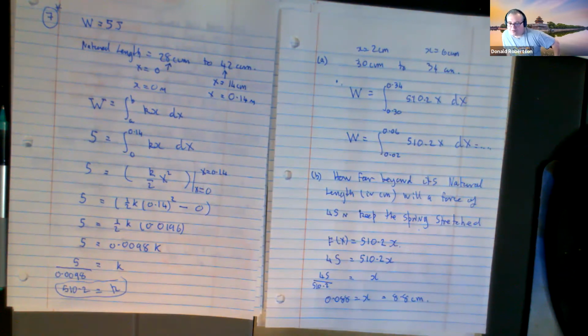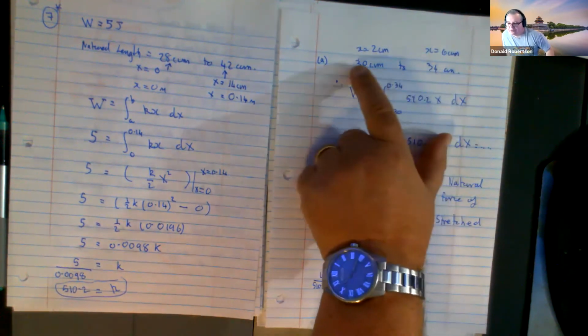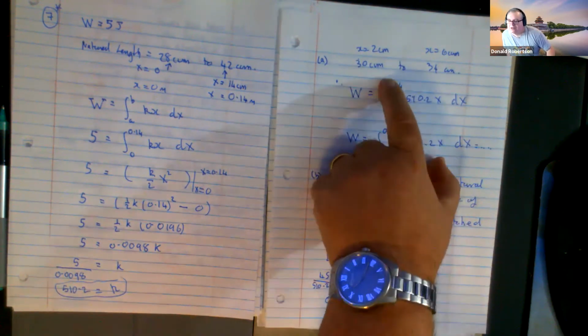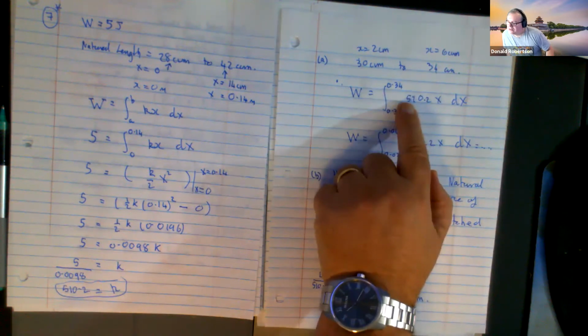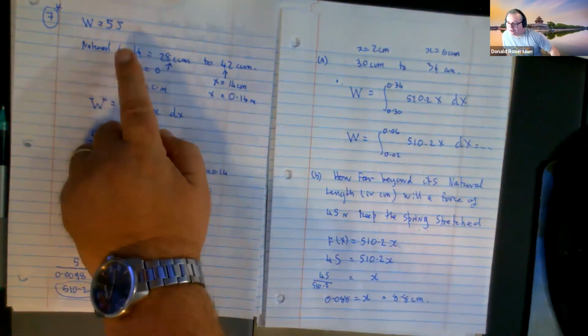It's fraught with dangers. So one last time, will you remember to read the question carefully? Because sometimes 30 and 34 are the right numbers. And sometimes you have to take into account the natural length. So if it says 30 centimeters beyond its natural length to 34 centimeters beyond its natural length, use this guy. If it just says stretch it from 30 to 34, somewhere you'll be told the natural length and you have to factor that in.